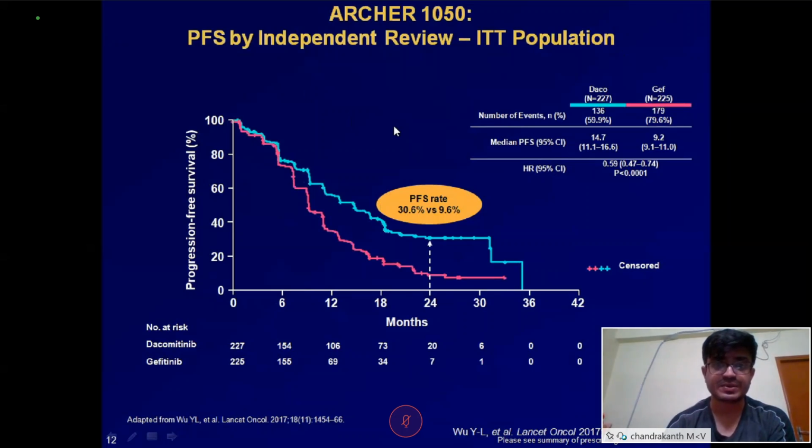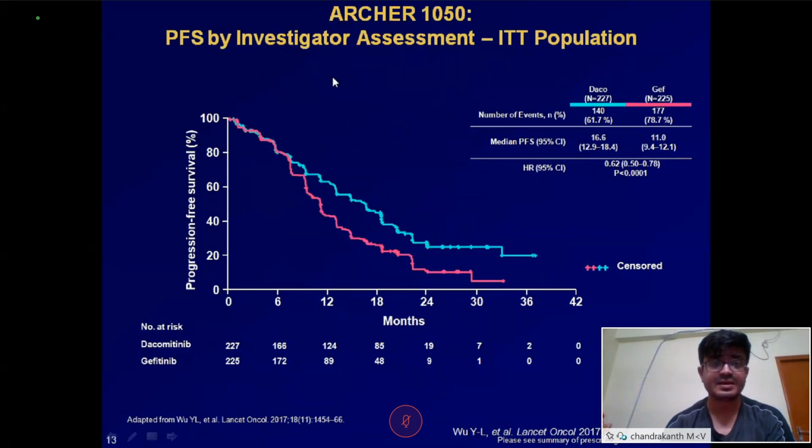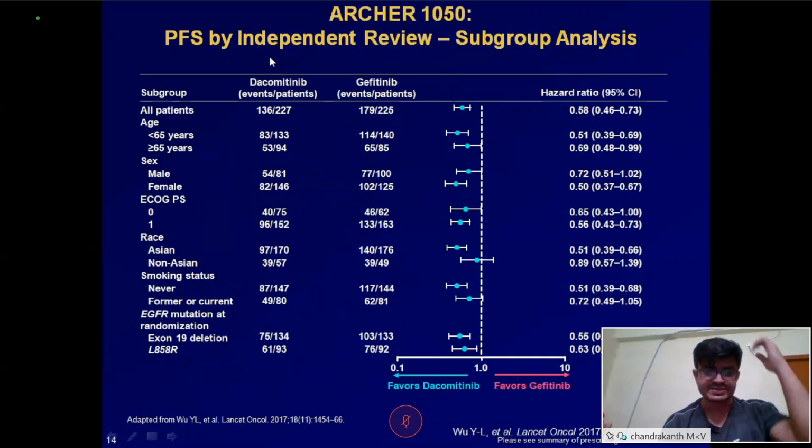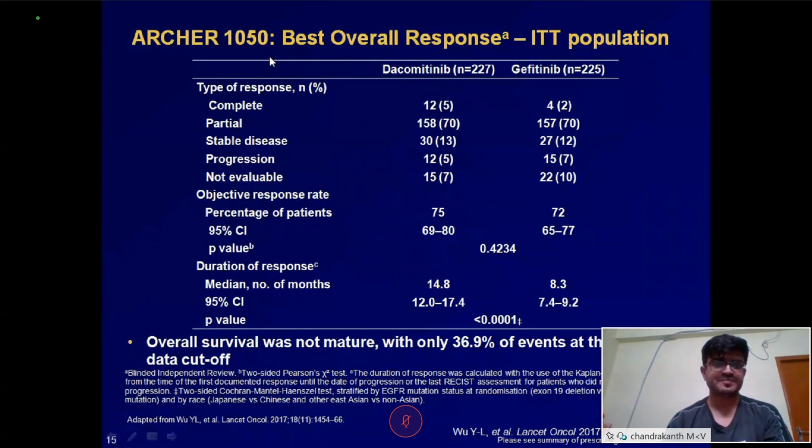So if you look into the investigator assessment, then the progression-free survival is nearly 16 months versus 11 months, again with a statistical significance with a significant p-value. And you can see the subgroup. So Asians constituted a larger chunk, and that's the reason probably why the confidence intervals are small and statistically significant. So Asians did show a greater benefit when compared to non-Asian population, maybe because of numbers.